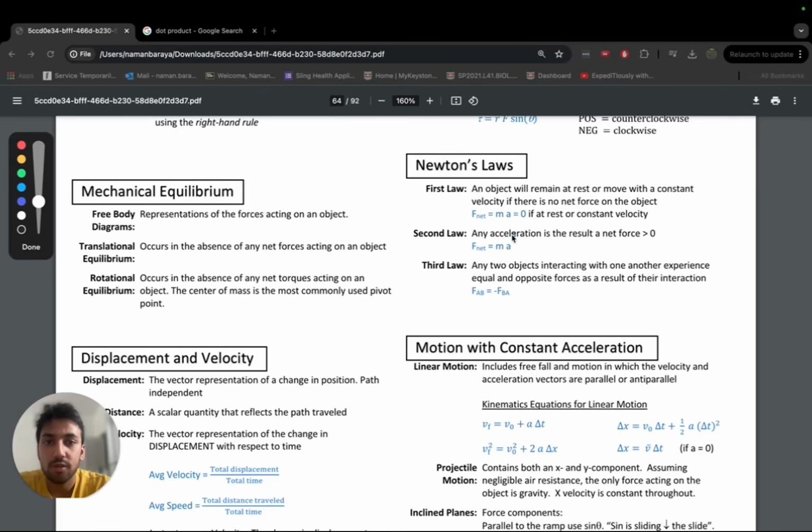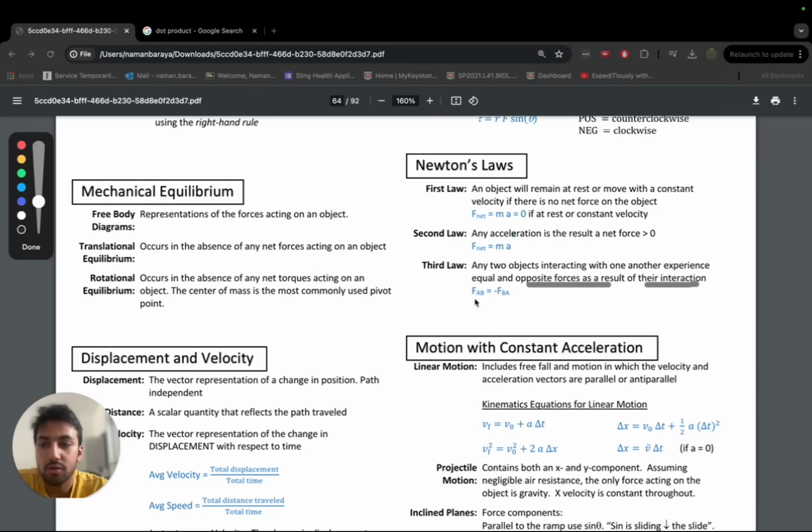And it's important to know that if something is zero, and I mentioned that when I was talking about translational equilibrium, if the net force on something is zero, that means that the object is either at rest or at constant velocity. It means that there's zero acceleration. Remember, acceleration is the change in velocity over time. The second law is that any acceleration is the result of a net force that's greater than zero, which essentially is F net equals ma. And so this means that if there's a net force acting on something that's not zero, something is accelerating. And then the third law is that any two objects that are interacting with each other experience equal and opposite forces as a result of their interaction.